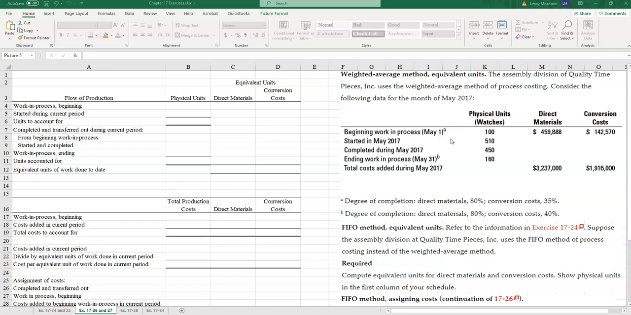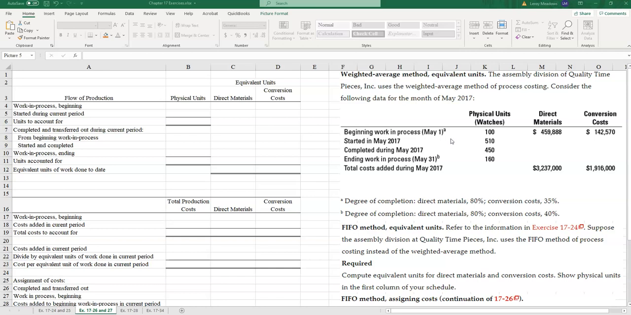One thing we have to note here, when we're using first in, first out, we have to note the degree of completion of both beginning work in process inventory and ending work in process inventory. Why do we need that? Because in first in, first out, the degree of completion that was previously done is not carrying over.